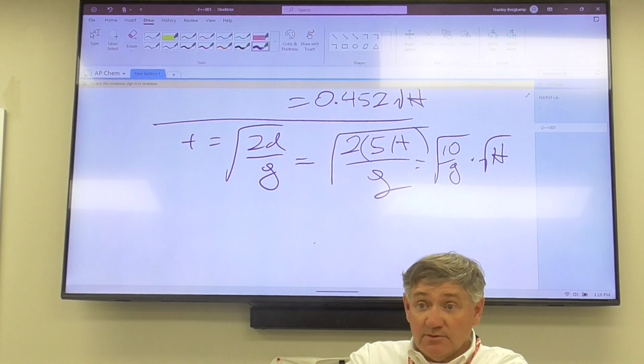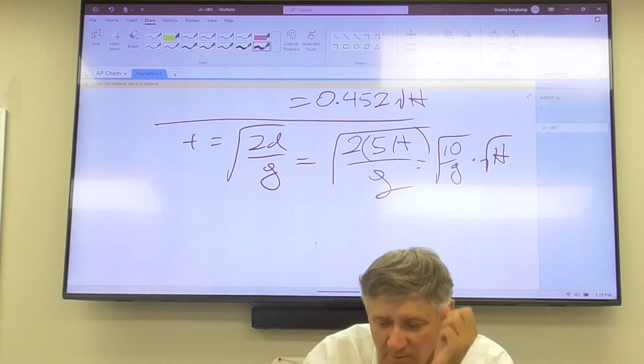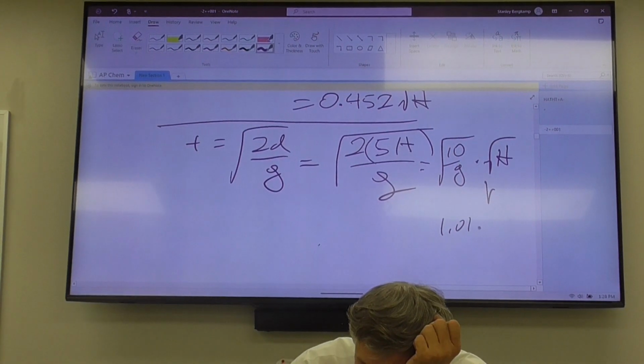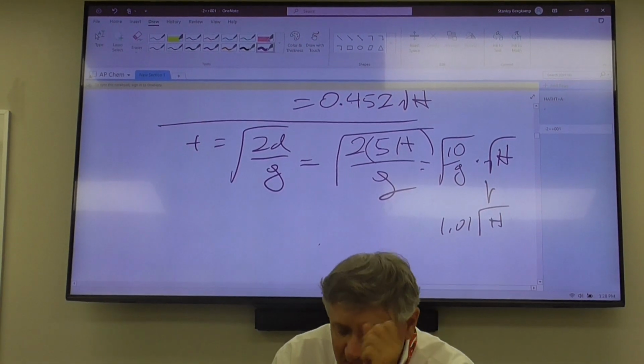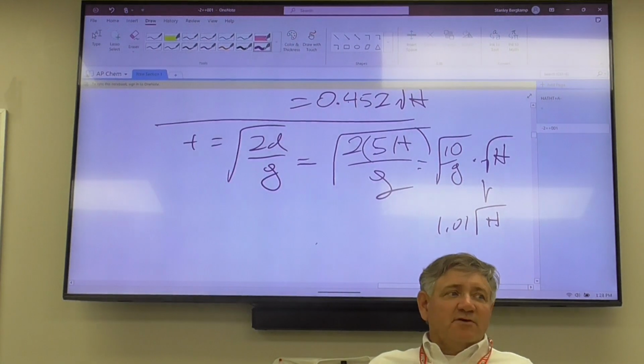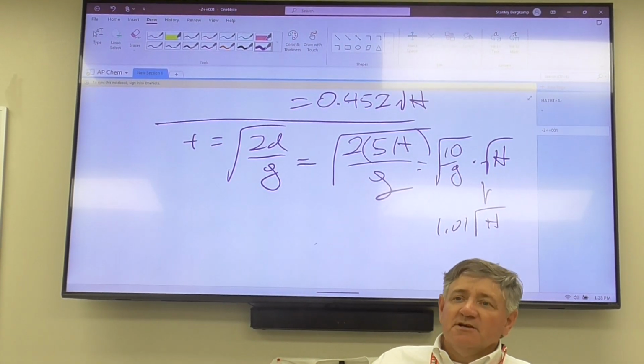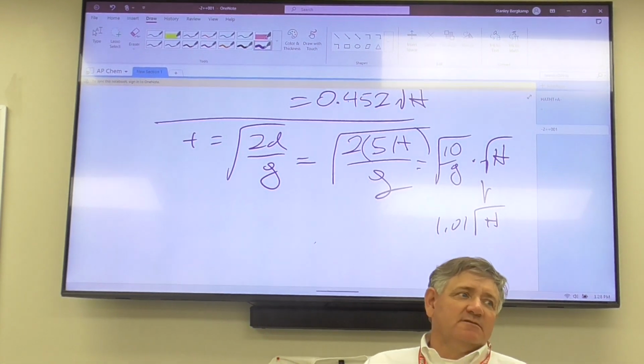Don't forget to take the square root. 1.01, so this is going to be 1.01 times the square root of h. So clearly, which ball is going to land first? From h or from 5h? H. You want to find the difference in times.